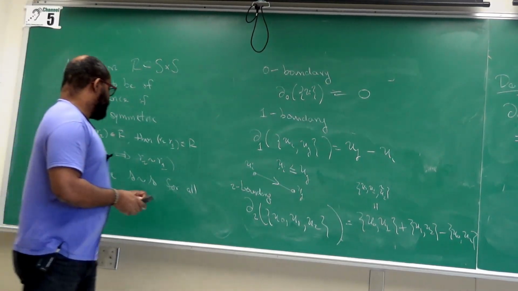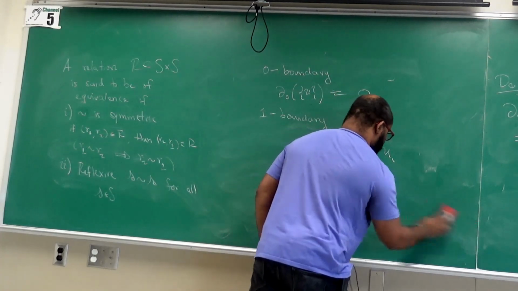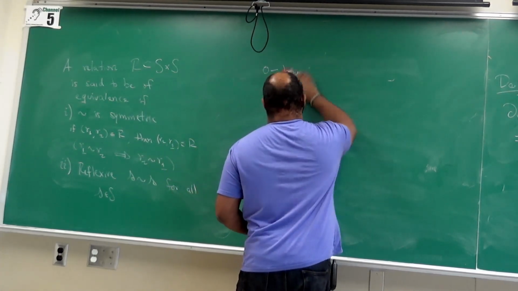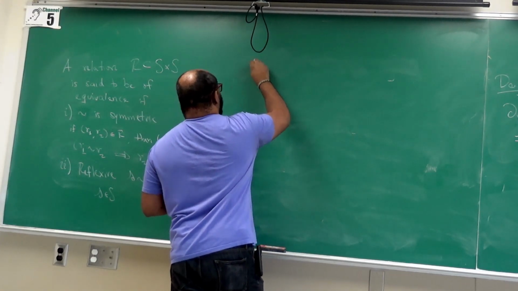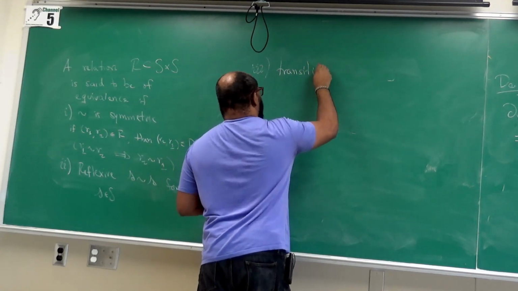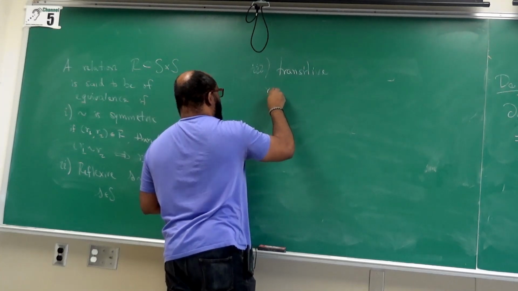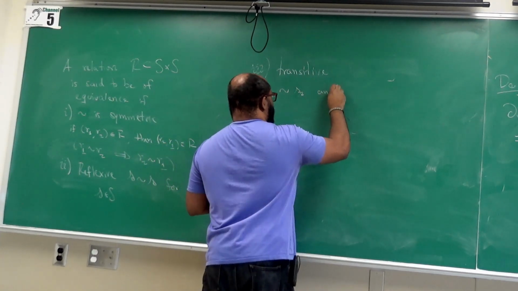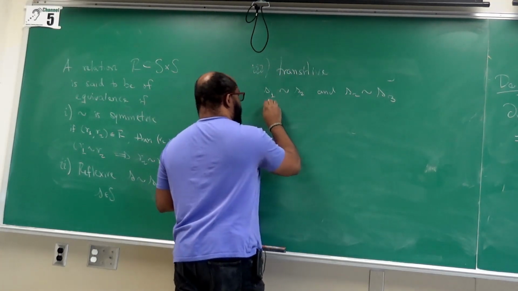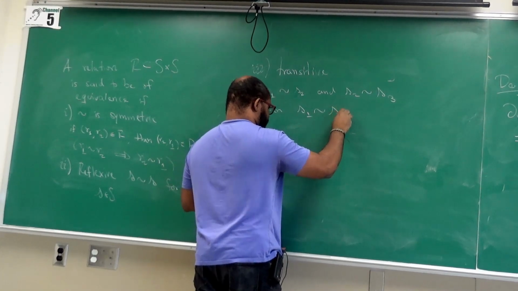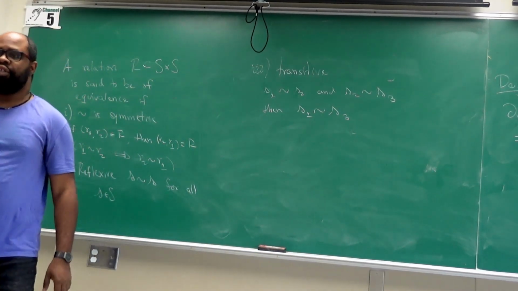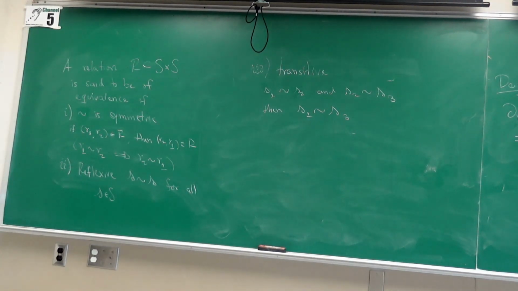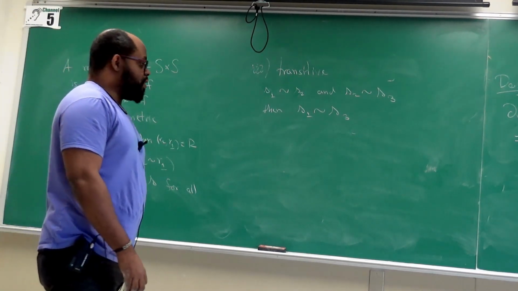And the third thing we want is transitivity. Meaning that, let me use s's, if s1 is related to s2 and s2 is related to s3, then s1 is related to s3. So any relation that satisfies those three properties is called of equivalence. Let me give you two examples, and we'll see if these are of equivalence.